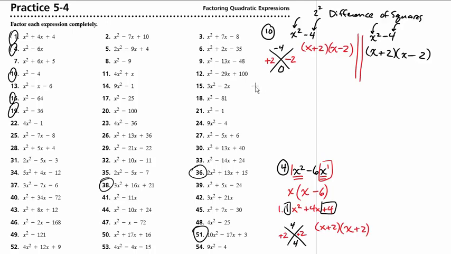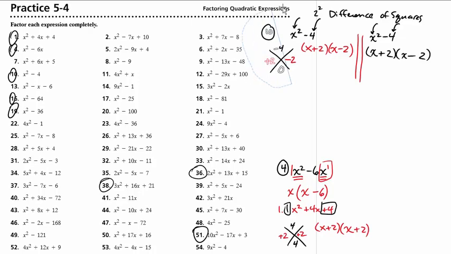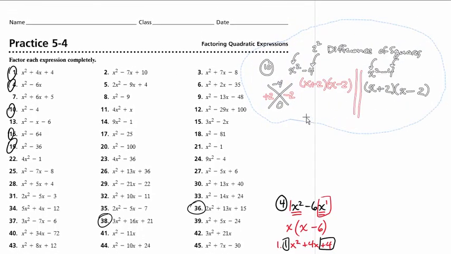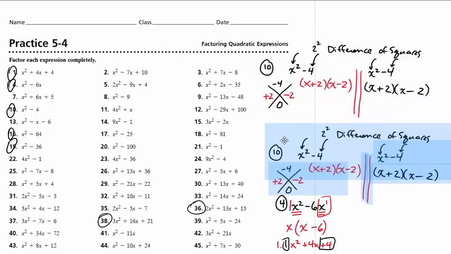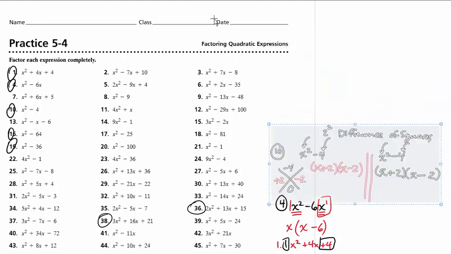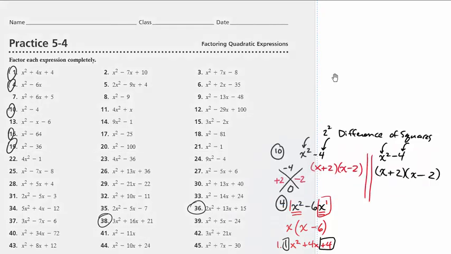Okay, we're going to be moving on then to numbers 16 and 19. So 16 and 19 are also differences of squares. Okay, so it may be interesting for you to try to go ahead and start thinking about that a little bit. Okay, so 16 and 19.